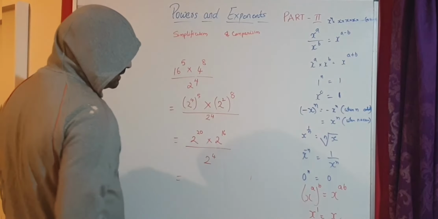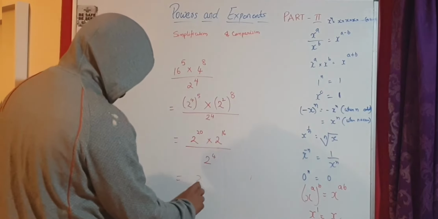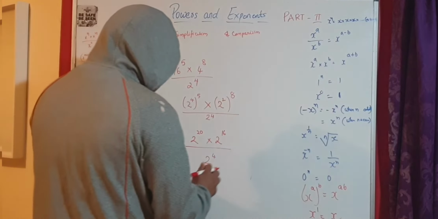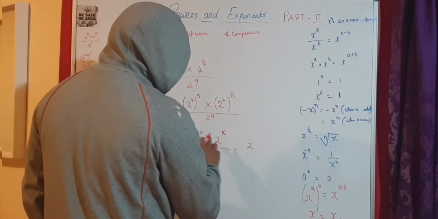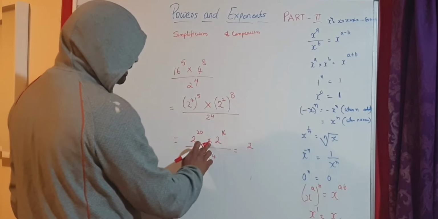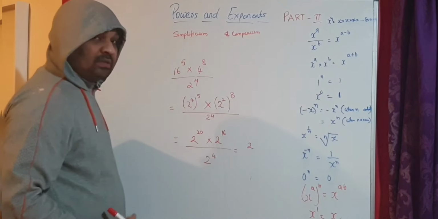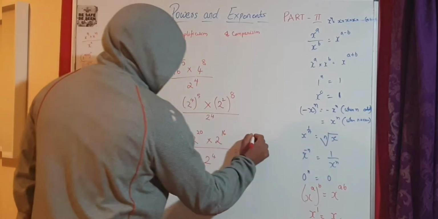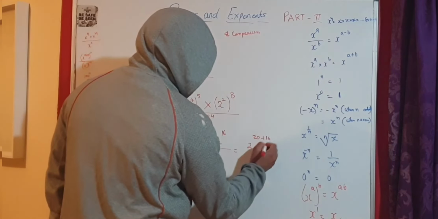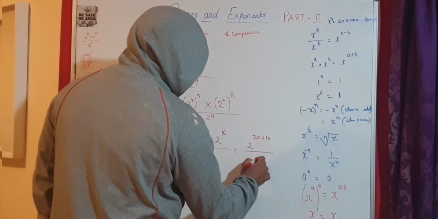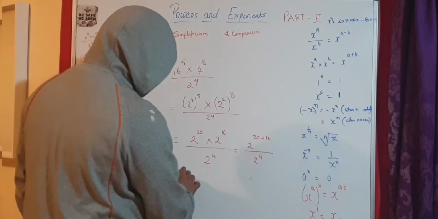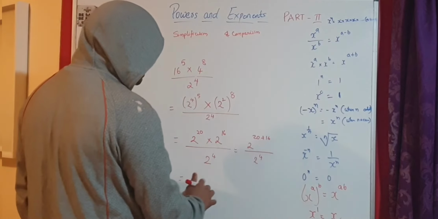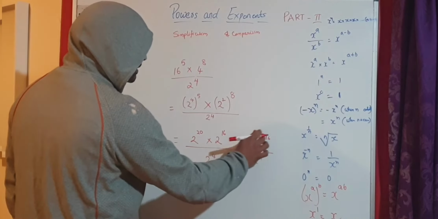If you simplify this numerator, you can get 2 to the power of a plus b. There's multiplication here, and we have the same base, so it's going to be addition here, 20 plus 16 by 2 to the power of 4. If you further simplify, 20 plus 16 is going to be 2 to the power of 36.